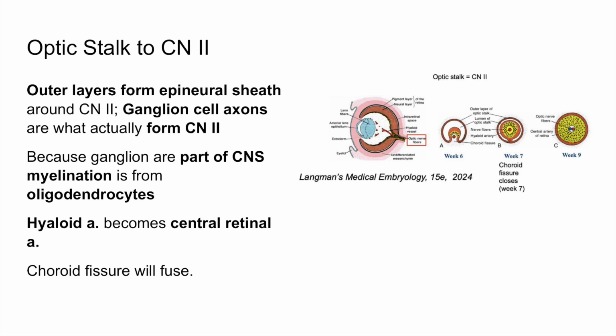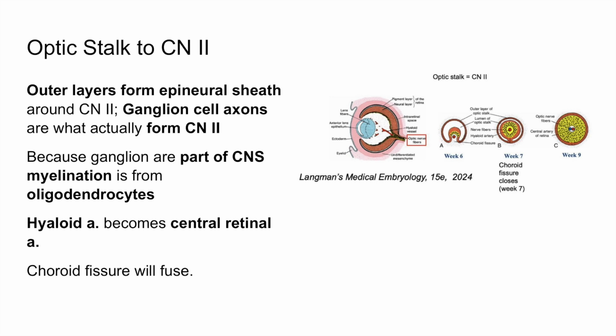Another important developmental structure is that hyaloid artery, which initially supplies the developing lens and retina by traveling through the optic stalk, and over time this artery regresses and its proximal portion becomes the central retinal artery, which is the main blood supply to the inner retina. Finally, the choroid fissure, which forms along the inferior aspect of the optic stalk and optic cup to allow passage of the hyaloid artery, must close during development, typically around week 7. Failure of this fissure to close results in coloboma, a defect that can affect structures like the iris or the retina, depending on the extent of the closure failure.